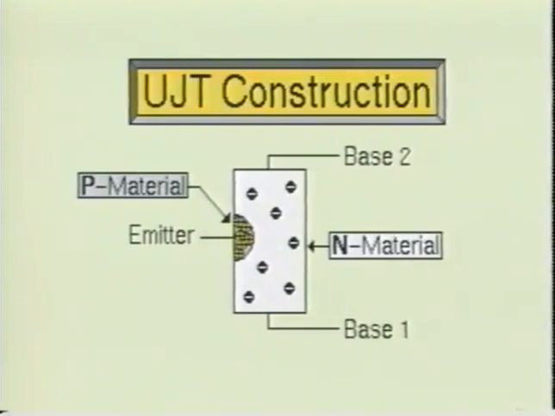The unijunction transistor is constructed of a bar of lightly doped N-type silicon with a small piece of heavily doped P-type material attached to one side. Since the silicon bar is lightly doped, it has a very high resistance.